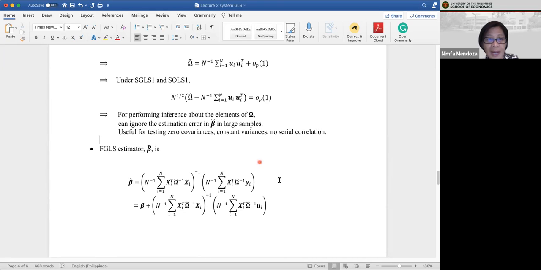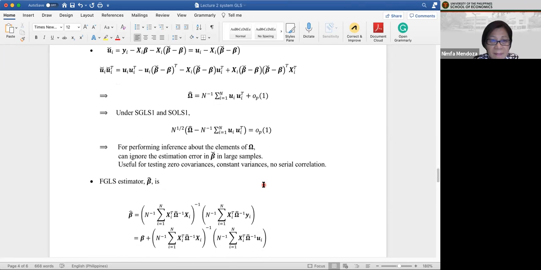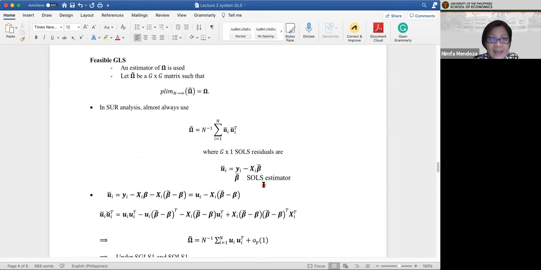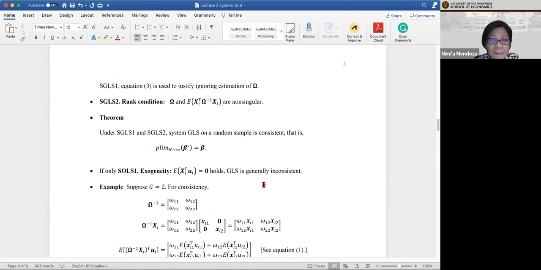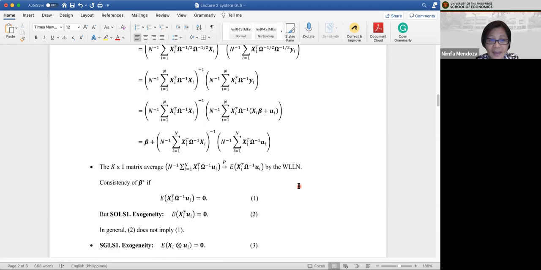So we have this FGLS estimator. For the FGLS estimator, it's just the GLS estimator. We had the GLS estimator, this or this or this. But we substitute omega hat for omega. So we get this expression.